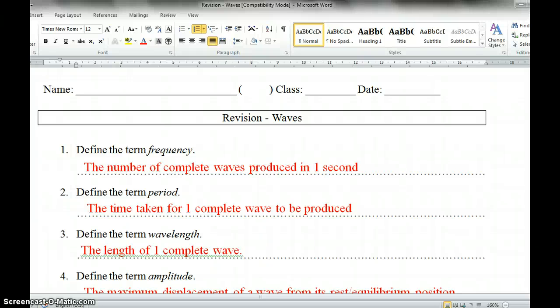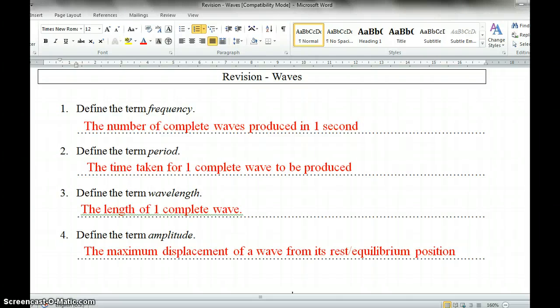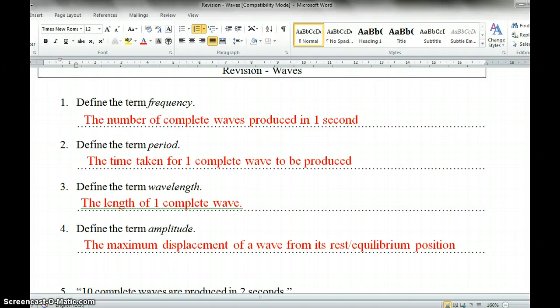Alright, this will be a very quick revision on waves. This is the worksheet that I gave all the students in the class earlier on. Okay, these are the answers for the first 4 questions. I'm not going to go through one by one, but just a quick note.